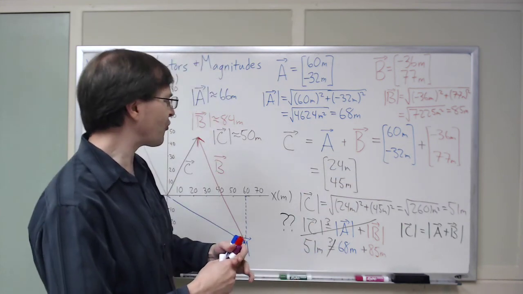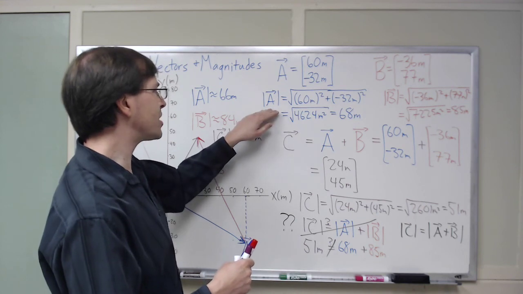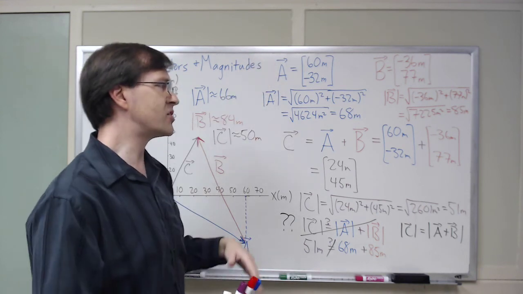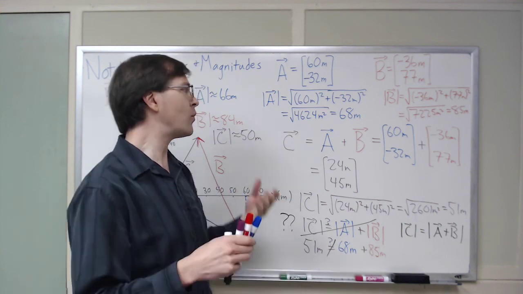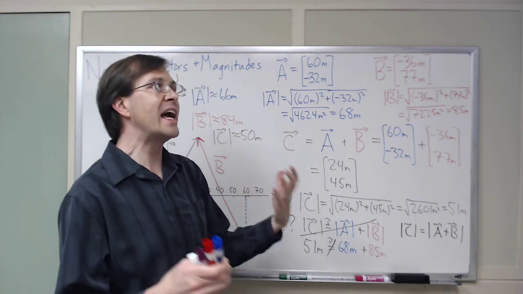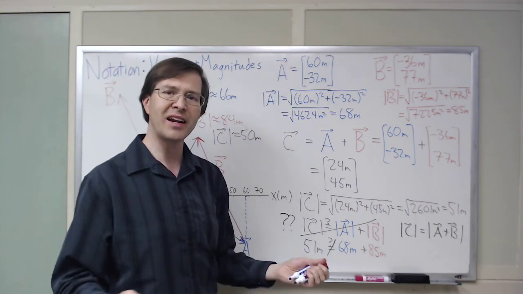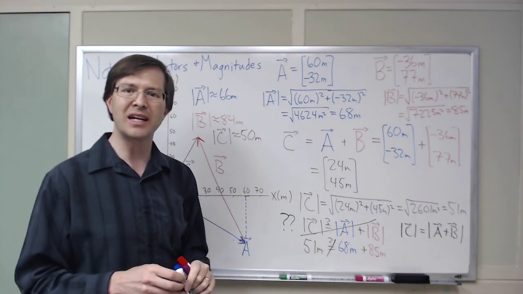And that's the difference between the magnitude notation with the absolute value bars around it and the vector notation. One of them is just the length of the thing, and one of them is the full length and direction, the full component form. That's what we've got, and I hope that's helpful in understanding how vectors work.